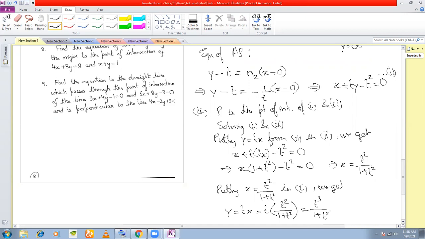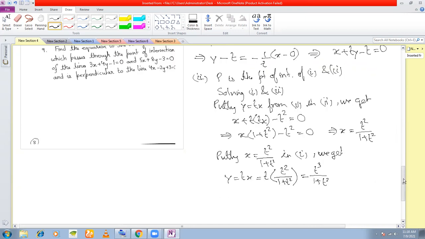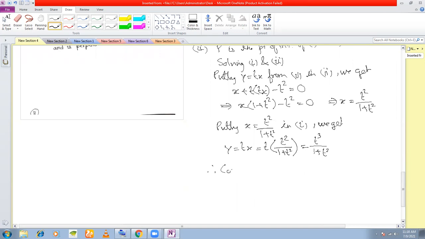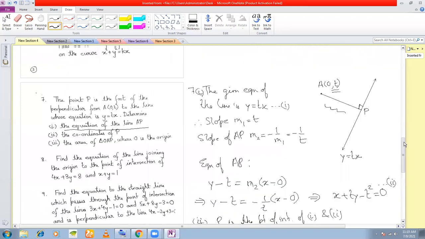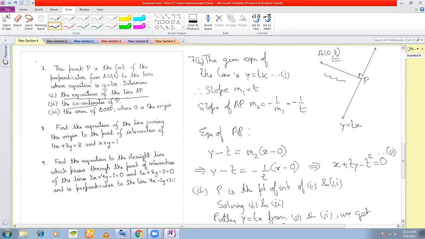So what are the coordinates of P? Therefore, coordinates of P: x coordinate is t square by 1 plus t square, and y coordinate is t cube by 1 plus t square. This is the coordinates of P, and that answers the second part of your question, right? Second part, coordinates of P. Next, we have to find out the area of triangle OAP.